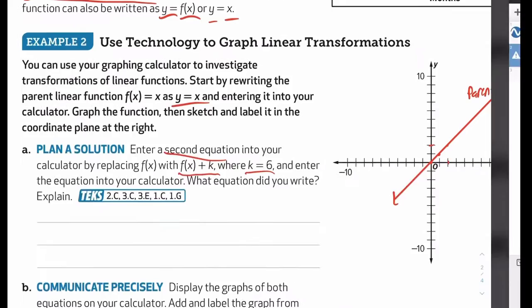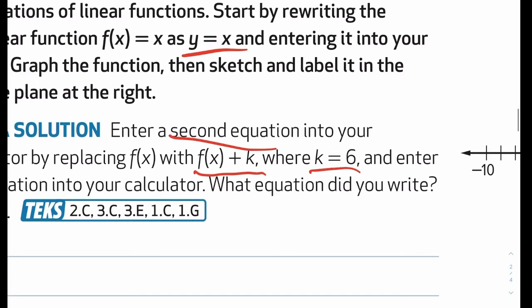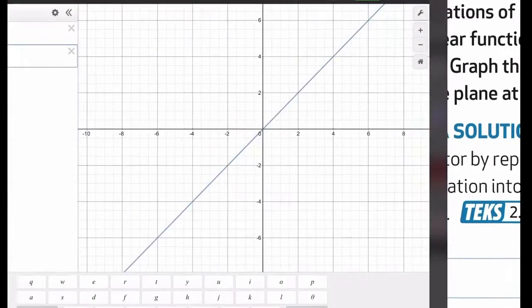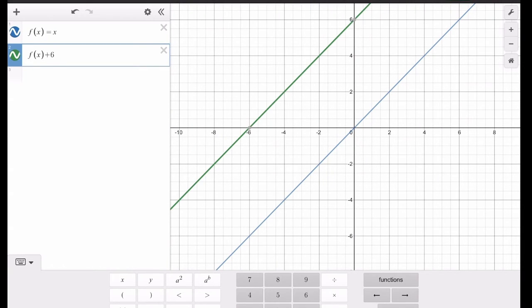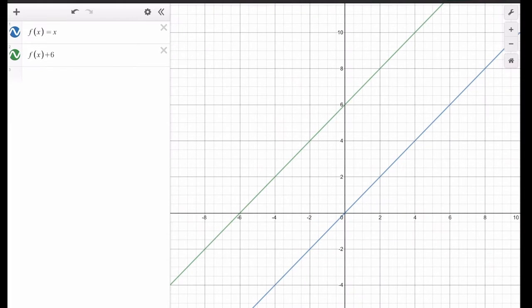Oh, but they didn't want us to use the letter k. They said k is actually equal to 6. k is equal to 6. So we're going to write f of x plus the number 6. And you can see that it graphed that for you. That one is going to be a green line.